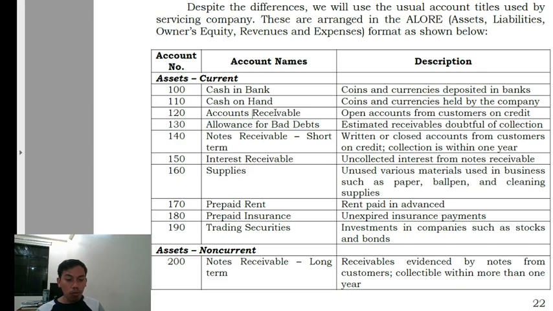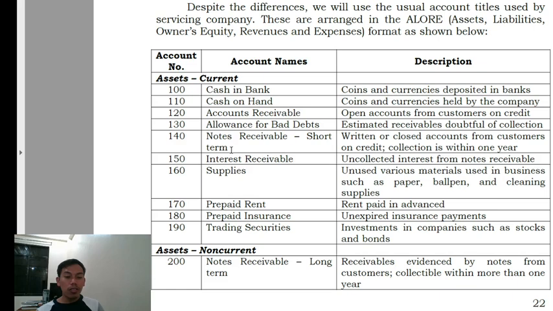So, may umutang. Pero, about 10% at the end of the year, baka hindi na mabayaran. Pwedeng na bankrupt yung customer natin or lumayas, tumakbo. Magbibigay tayo ng allowance for bad debts. Babawas natin yung allowance for bad debts sa ating accounts receivable.